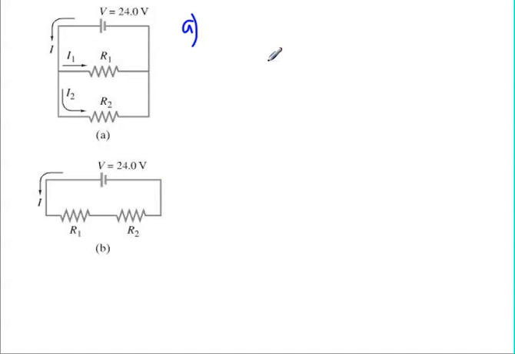So for part A, first we're supposed to think about how much current goes through each resistor, right? So we've got the total current coming out of the battery, and when they're in parallel, it kind of splits into part of it goes through this resistor and part of it goes through that resistor. So we can start out by just saying that current is conserved. So half of it goes through the first resistor and half of it goes through the second resistor.